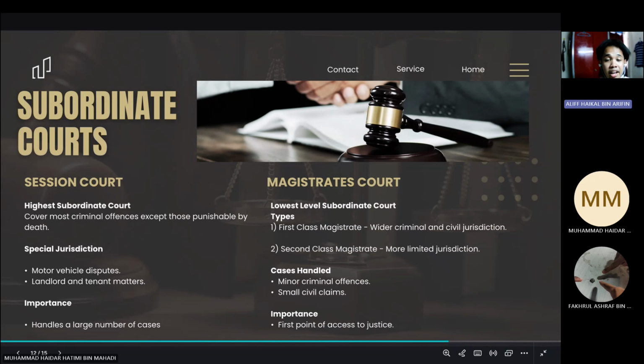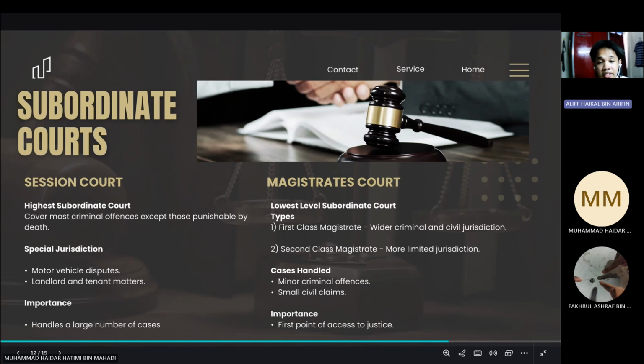Now, let's look at the foundational levels. The Session Court is the highest subordinate court, handling a massive volume of cases including motor vehicle disputes, landlord-tenant matters, and most criminal offences except those punishable by death. Below it is the Magistrate Court, divided into first and second class. This is the public's first point of access to justice, handling minor criminal offences and small civil claims.